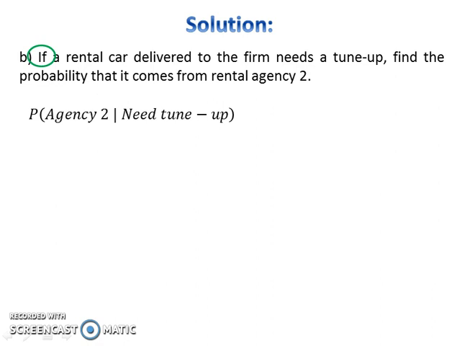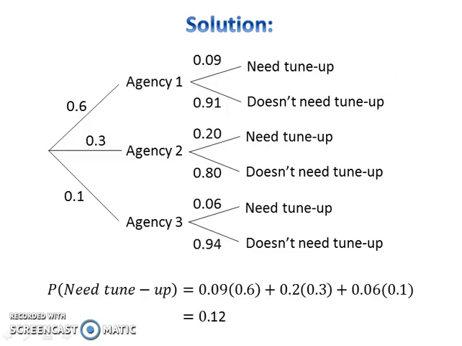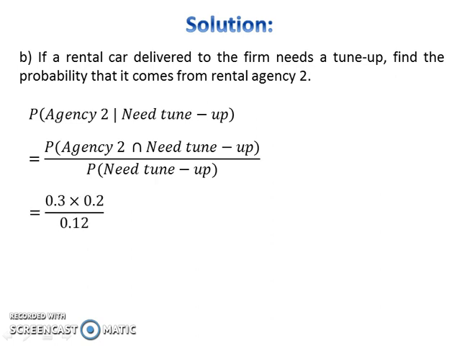Probability of Agency 2 given need tune-up is equal to probability of Agency 2 intersects need tune-up divided by probability of need tune-up. Agency 2 intersects need tune-up here means that the car comes from Agency 2 and needs a tune-up. Looking at the tree diagram, the probability of Agency 2 intersects need tune-up would be this probability times this probability, which is 0.3 times 0.2. And then we simply divide this by the probability of need tune-up that we found previously in question A, which is 0.12. So we get the probability of Agency 2 given need tune-up equals 0.5.